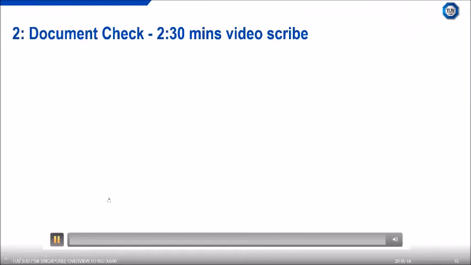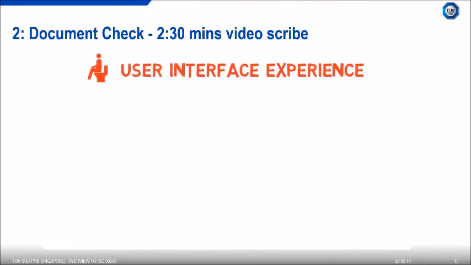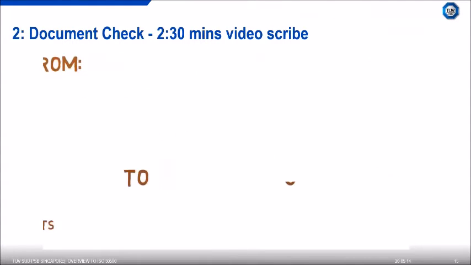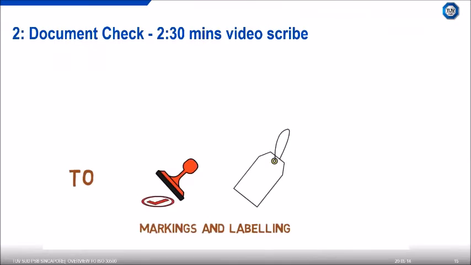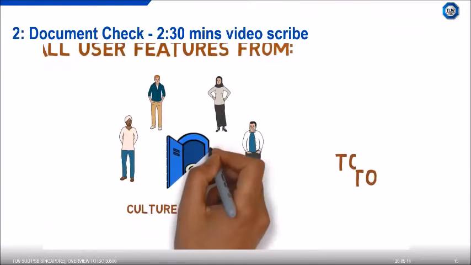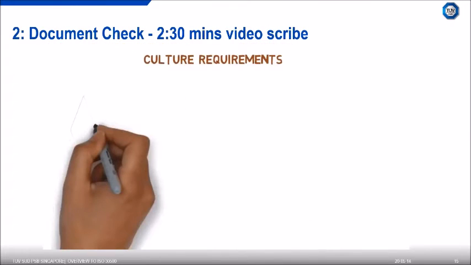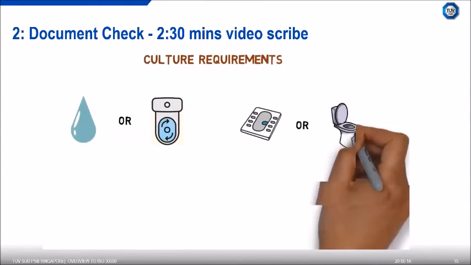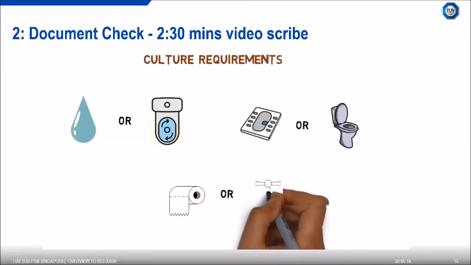There we go. The following section is user interface experience. This clause covers all user features from cultural requirements to markings and labeling. The standard describes the need for a toilet that will fit within cultural norms. Is the community used to water or dry flush, a squat or sitting toilet, toilet paper or water wash?